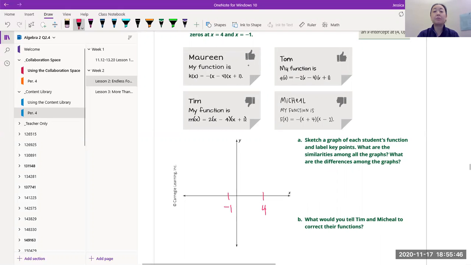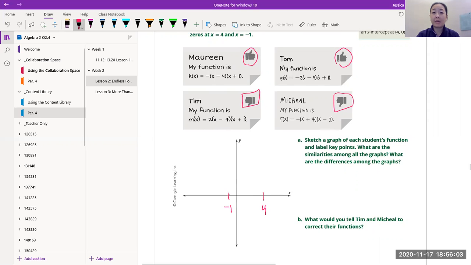Right, and then if you notice right here, these ones have the thumbs up. So they did a good job. So Maureen and Tom, good job. However, Tim and Michael, they did something wrong. So if you take a look at these, let's see what the differences are, right? Because we didn't really talk about the graphing yet.